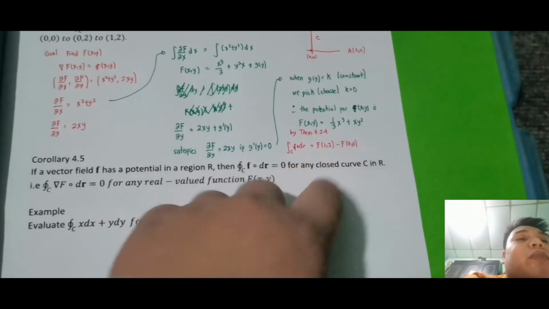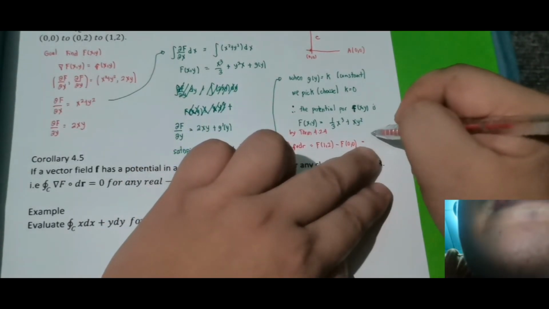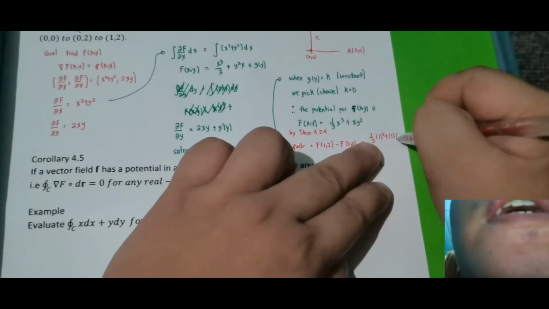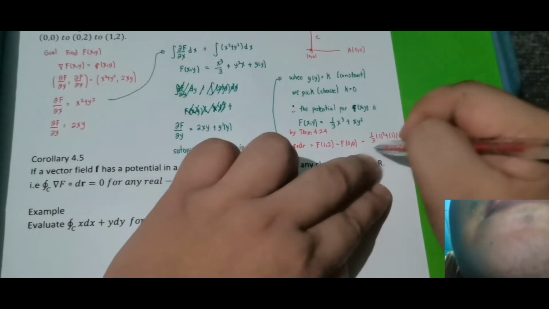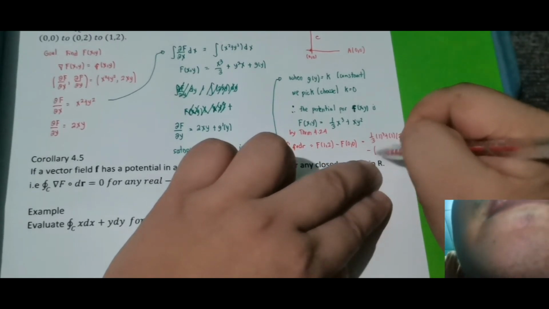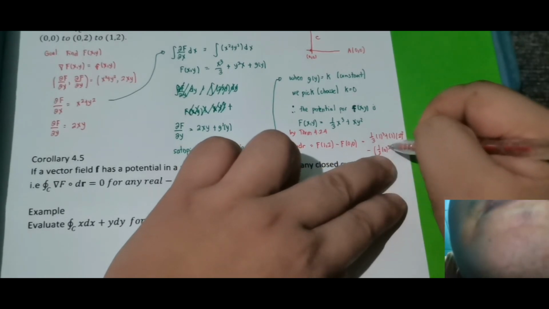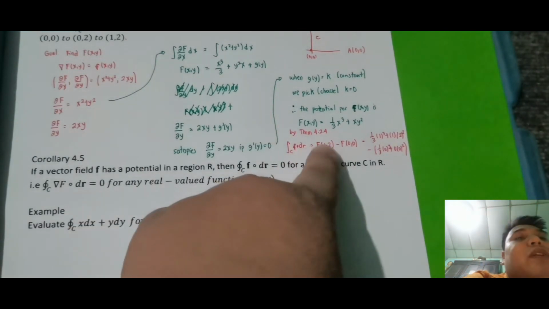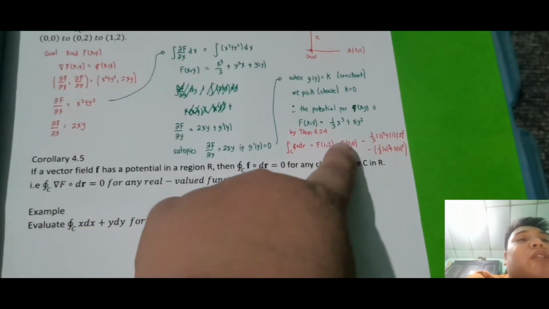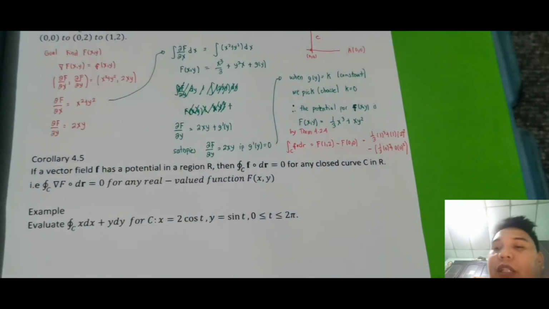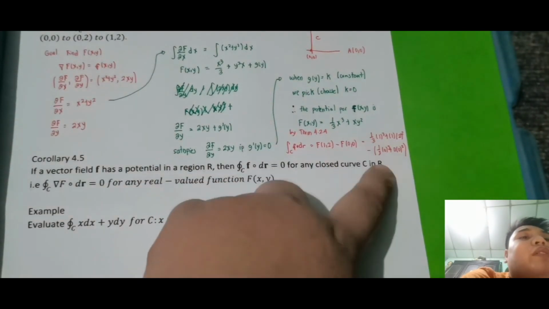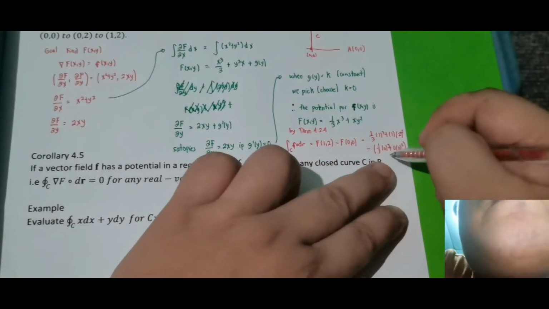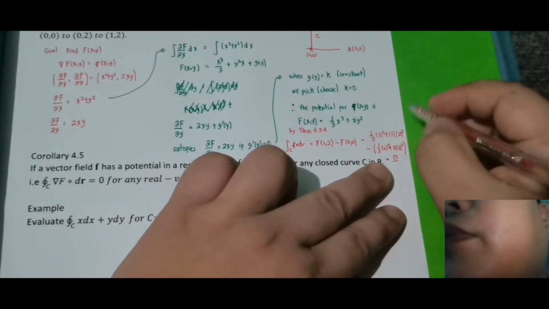So 1/3 x cubed plus x squared y. So this is just equal lang naman sa 1/3 times 1 cube plus 1 times 2 square, minus 1/3 times 0 cube plus 0 times 0 square. Kumbaga in-apply ko lang yung 1, 2 dun sa potential natin, tapos yung 0, 0 dun sa potential natin. Pag sinum nyo, that is simply 1/3 plus 4, this is equal sa 13 over 3.